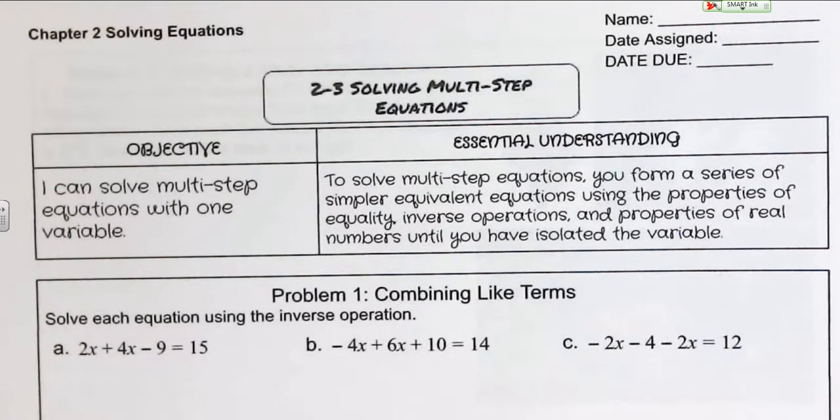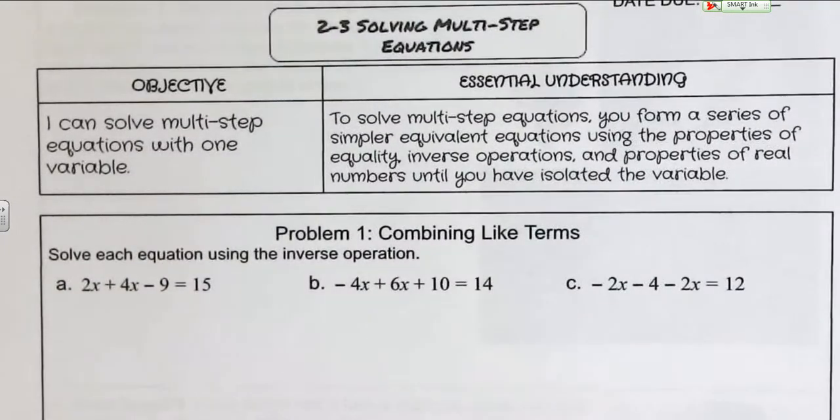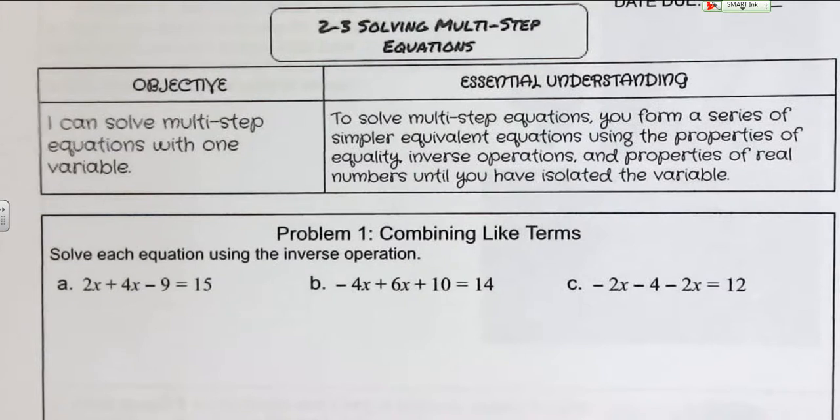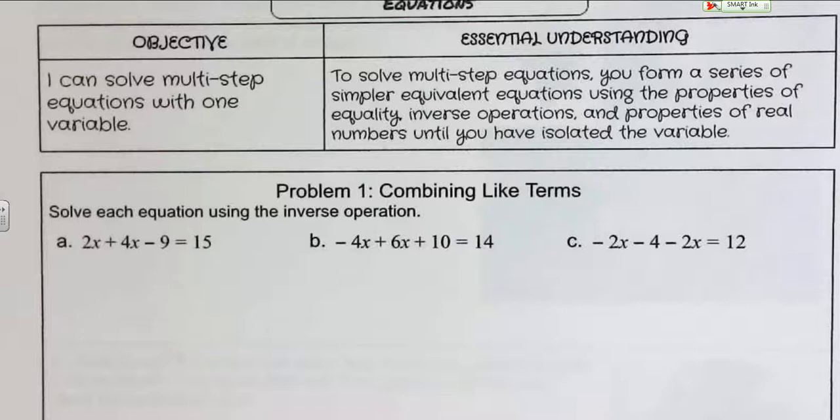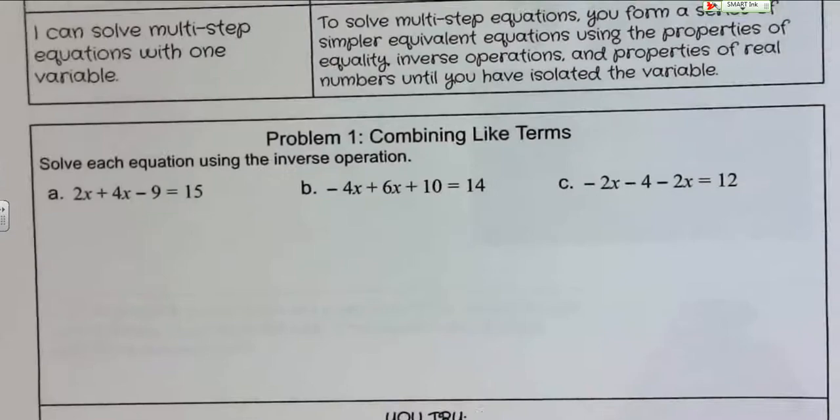The essential understanding is that we're going to be using a series of properties of equality, inverse operations, and properties of real numbers to isolate the variable, and we are going to end up with simpler equivalent equations each time we do it.